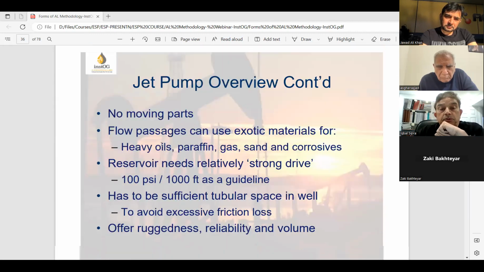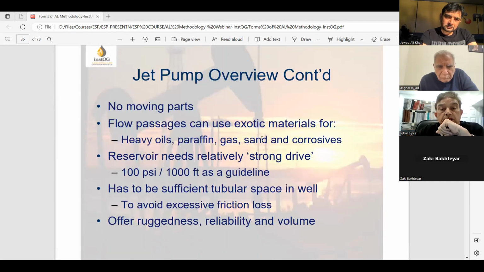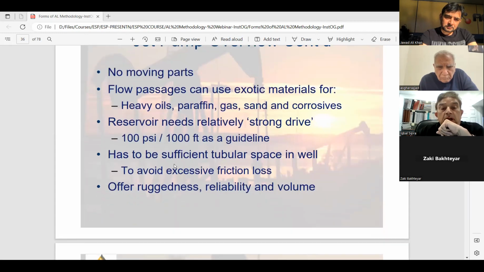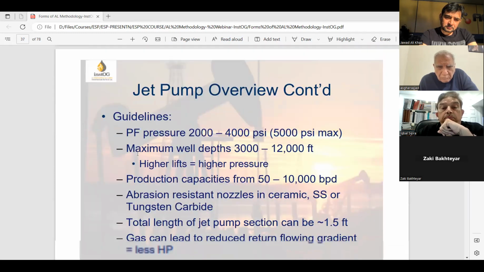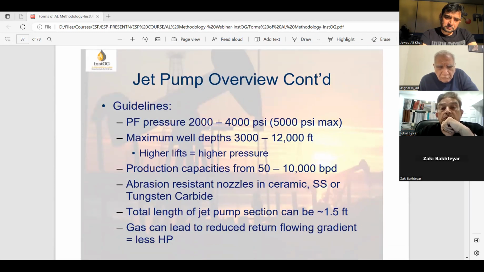Jet pump overview continued. No moving parts. Flow percentage can be exotic. The reservoir needs a relatively strong drive. There has to be sufficient tubular space in the well. It offers ruggedness, reliability, and volumes. PF pressure is 2000 to 4000 psi, 5000 maximum.